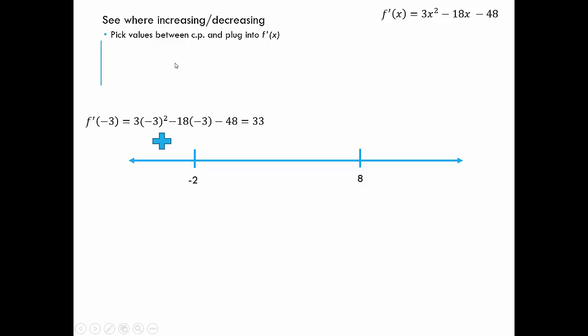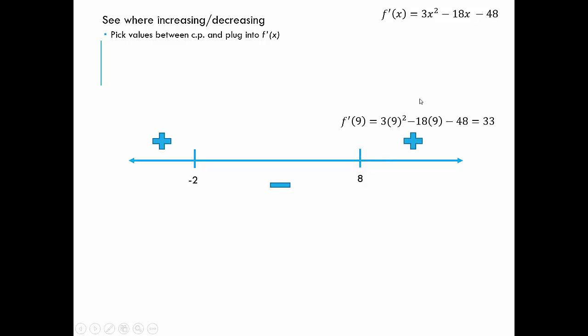But all I care about right now is that in this interval, this function's increasing. I pick a value in between here. Always pick 0 when you can, because that's lovely. It makes everything go away with variables. I see I get a negative. I plug in something bigger than 8 into my derivative, like 9, and I see I get a positive.